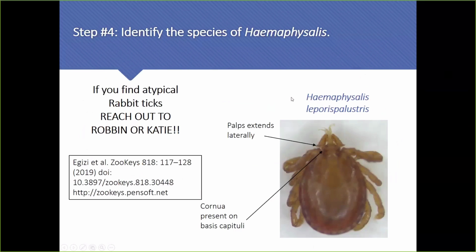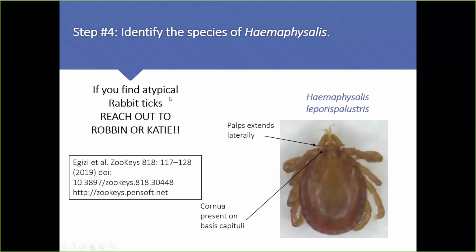Now, the Haemaphysalis are dead easy to identify as well. As I mentioned, they're the ones wearing a hat here. The palps are flared out. You may encounter Leporis-palustris in Canada. You may encounter cordeiroi. Looks very similar to this.